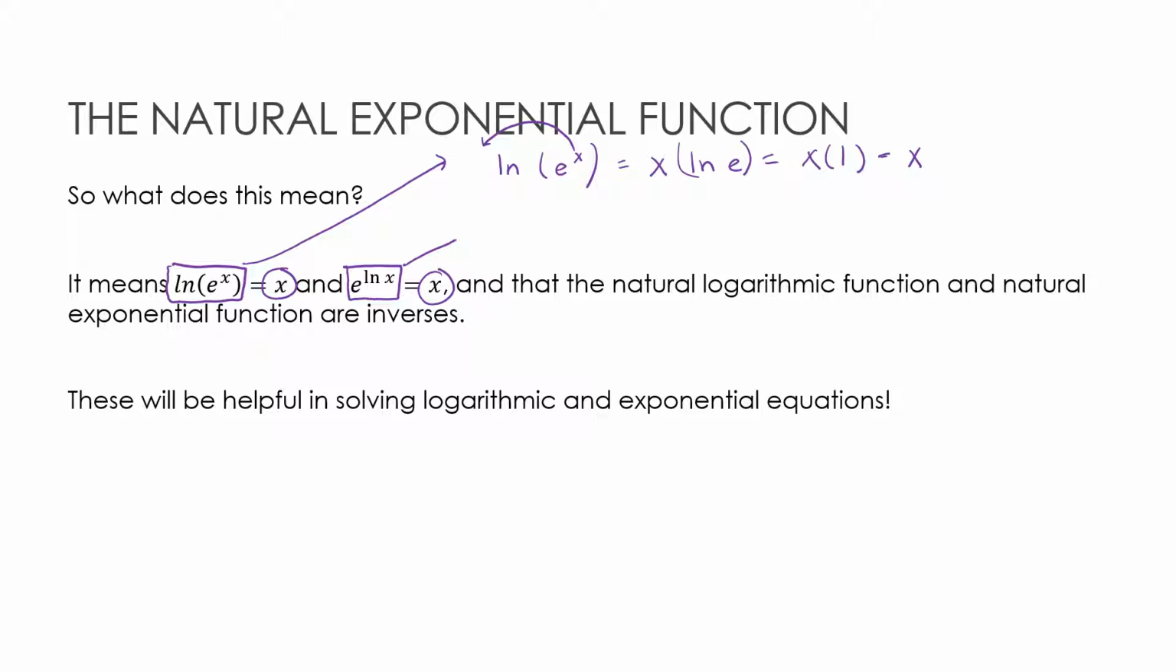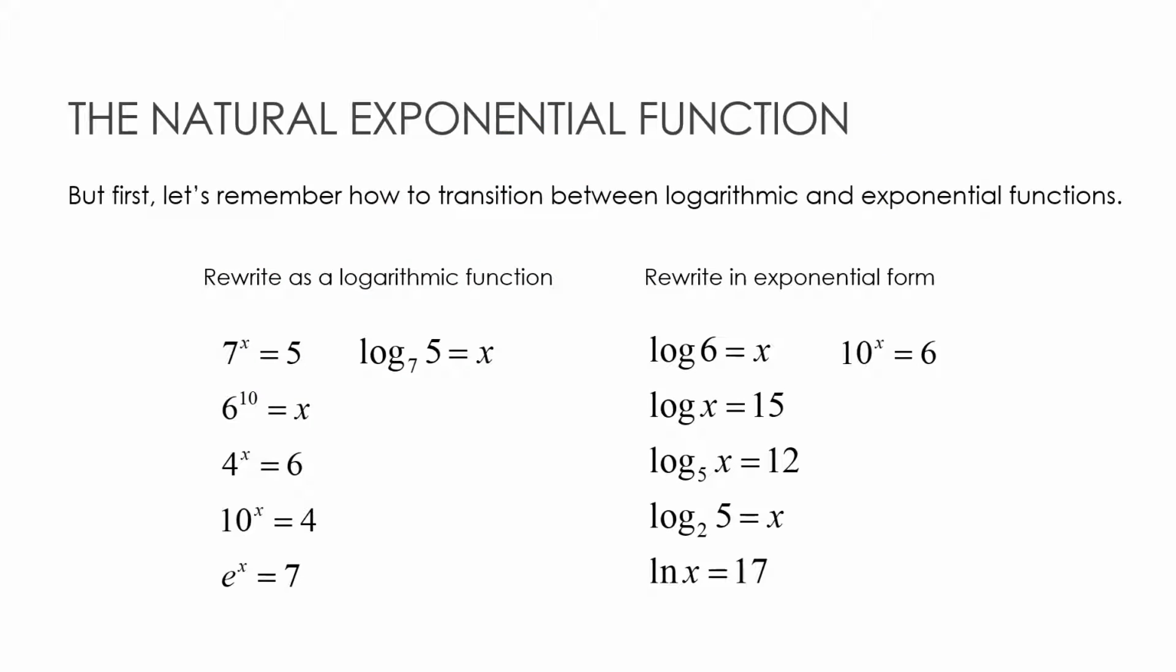If I look at the second one, I have e to the natural log of x. And again, because e and natural log, which is basically log base e, are inverses, they cancel out, and again it just leaves me with x. So why is this important? Because we're going to use that to solve logarithmic and exponential equations.